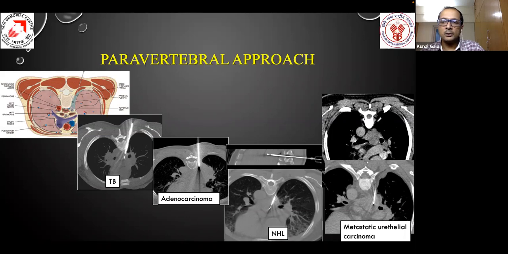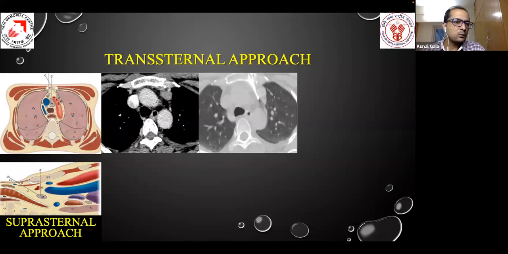So here what I have demonstrated, I have done a good amount of hydrodissection. You can see this is the gap which was not seen initially. After doing a good amount of hydrodissection, we can easily pierce the parietal and visceral pleura and enter the lymph nodes located in the posterior mediastinum. So these are the approaches we can use.